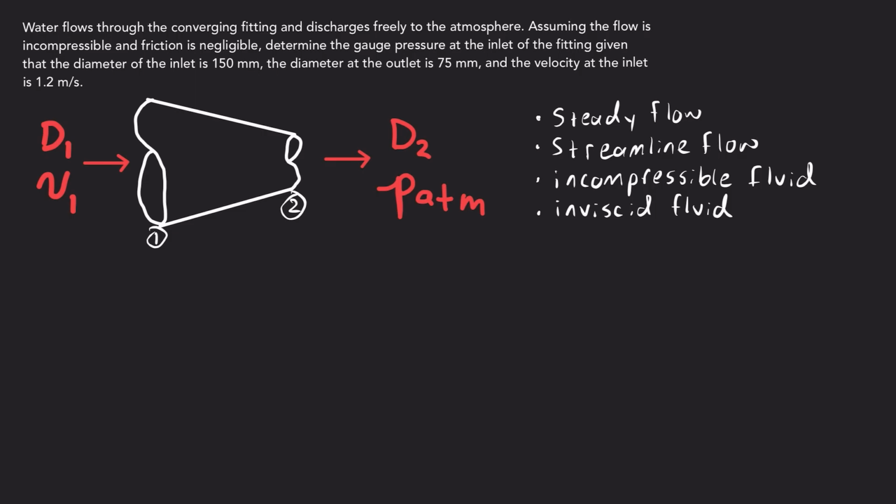Now, in order to use Bernoulli's equation, you have to have the following assumptions: steady flow and streamlined flow. And we're told in the problem that this fluid is incompressible and that friction is negligible. And with negligible friction, we can assume that the fluid is inviscid. So, the version of Bernoulli's equation that I commit to heart is the head form of the equation.